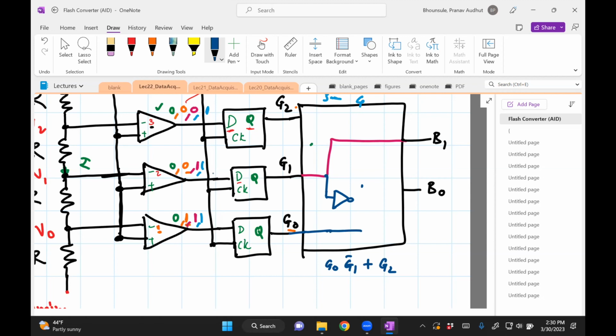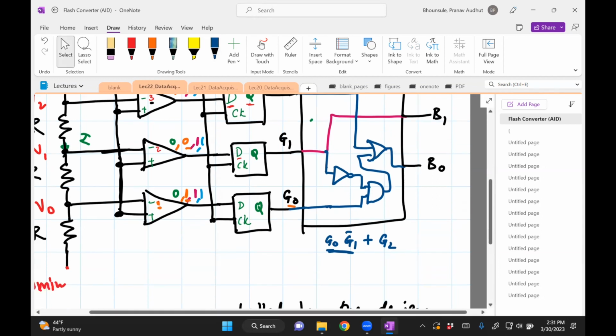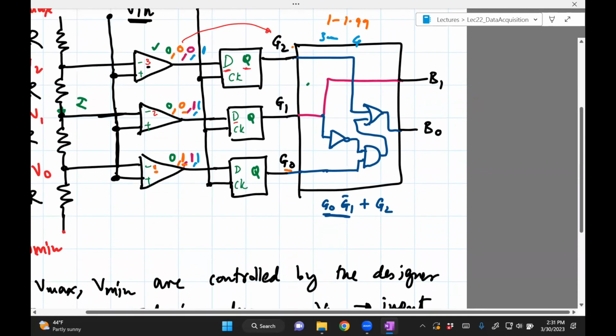And then I need to AND it with G0. So that's an AND. So I took care of this. Then I need to take G2, and I need to add it, so there'll be an OR gate. Okay, and this output is fed to B0. So that's some circuitry you need to come up with in order to convert G's to B's.